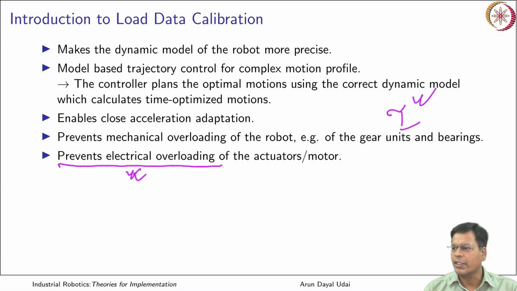So while moving along the trajectory, the controller will calculate the currents which should be flowing at that moment of time more precisely.